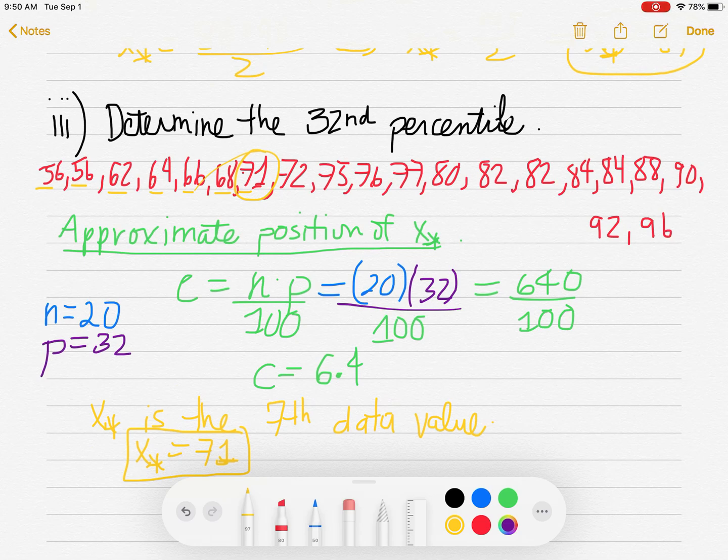All right, so that's pretty much it for finding data values corresponding to percentiles. The next video is going to be 3.4, in which we'll talk about things called quartiles, and we're going to do something called box plots.